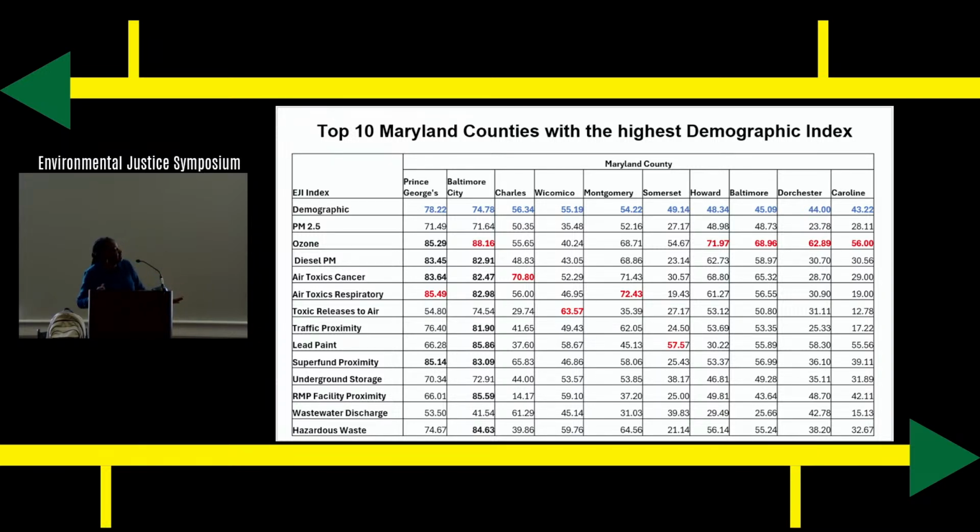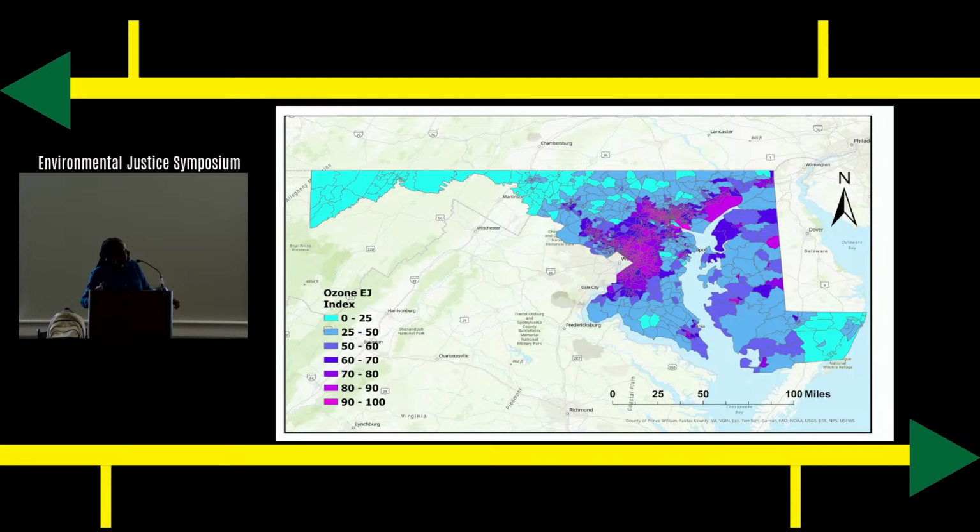So this is the Maryland statistics. You have the average EJI for each of these indicators in Maryland. We highlighted the high indicators in red. Next, please. So this is the map. You see the whole of PG County and Baltimore all the way there is quite high. It's always the urban neighborhoods. Yes, always.